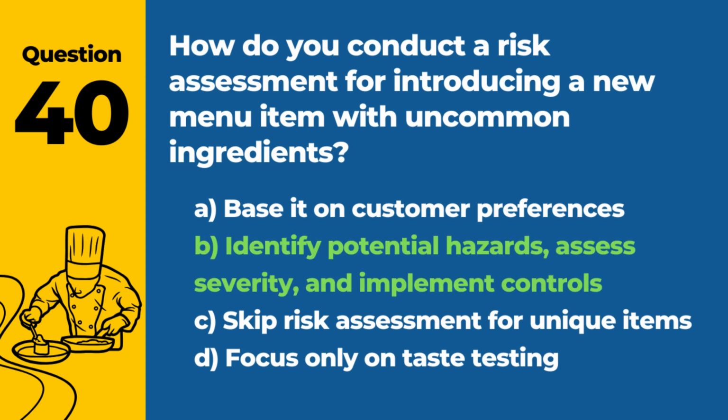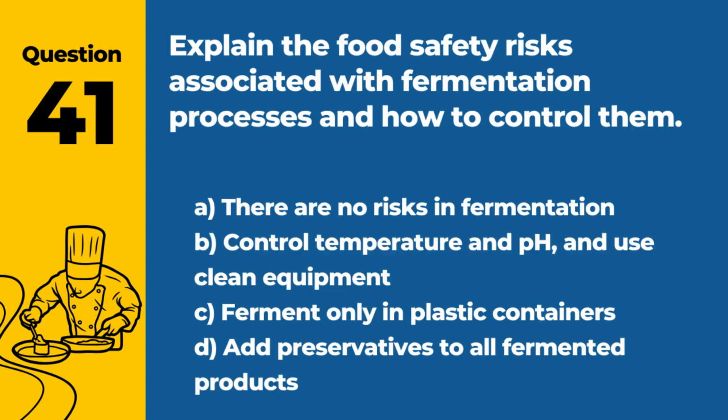Answer: B. Identify potential hazards, assess severity, and implement controls. Conducting a risk assessment for introducing a new menu item with uncommon ingredients involves identifying potential food safety hazards associated with the ingredients, assessing the severity of these hazards, and implementing appropriate control measures to mitigate risks. Question 41. Explain the food safety risks associated with fermentation processes and how to control them. A. There are no risks in fermentation. B. Control temperature and pH and use clean equipment. C. Ferment only in plastic containers. D. Add preservatives to all fermented products.